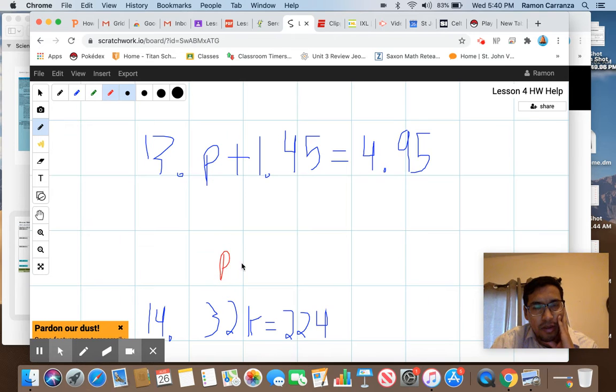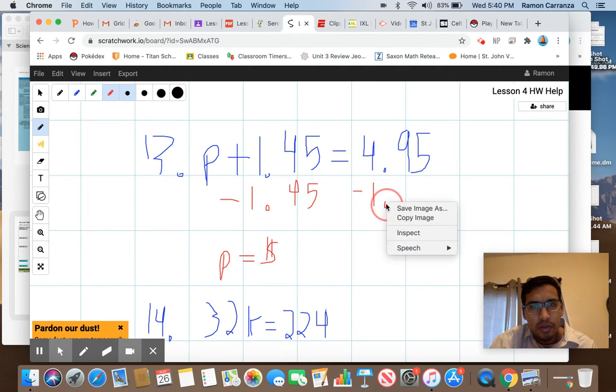For 13, we have p plus $1.45 equals $4.95. Right off the bat, I'm going to tell you that your answer should have a dollar sign in it. So again, we identify our operation. We have addition. The opposite of addition is subtraction. So we use the inverse operation to subtract $1.45 from each side. Now, it's important to keep in mind that when we're dealing with decimal operations, specifically adding and subtracting decimals, we want to, just like in Hercules, I'm going to keep saying that all year, that our planets align, we draw our decimal where it needs to be, and then we complete the operation as necessary.